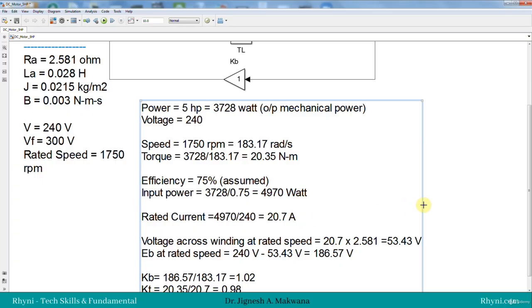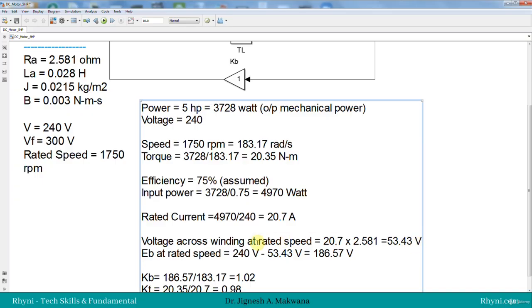So in steady state, the voltage across the winding will be the product of the current flowing through the resistance, 2.581 ohm armature resistance. So the voltage across the winding at rated speed will be 20.7 ampere multiplied by 2.581 resistance, equal to 53.43 volt.